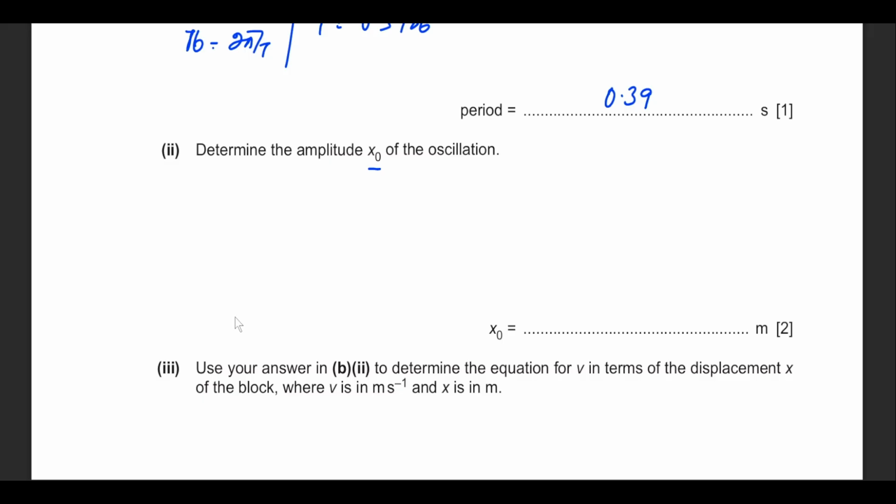Determine the amplitude x naught. Now for these questions, it's always a good idea to use the velocity-speed equation, which is plus minus omega under root x naught squared minus x squared.